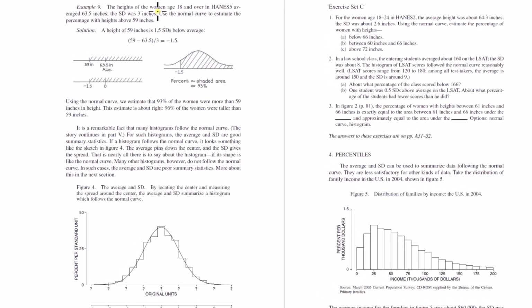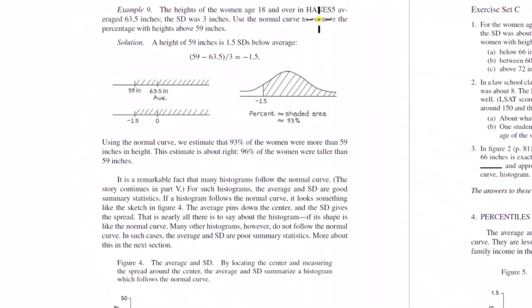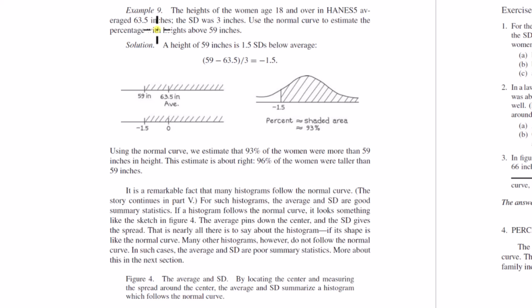All right, the heights of the women age 18 and over in Haynes 5 averaged 63.5 inches. The standard deviation was 3 inches. Use the normal curve to estimate the percentage with heights above 59 inches. So we're assuming that the women in this Haynes 5 study, that list of data points, not the entire population of women in the United States, were just that literal, all the data points. I think it was 3,000 data points, women age 18 and over, their heights.